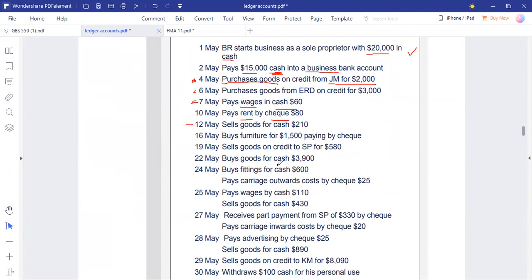Sales goods for cash 210. What two accounts are we having? AJ, Chanda, and Chris.